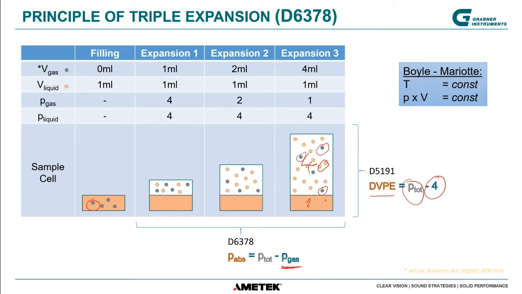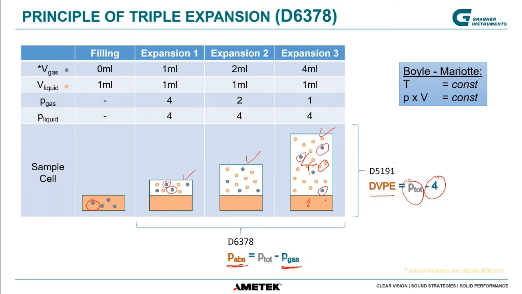old Reid method. So what Grabner came out with is the triple expansion, and he measured the vapor pressure at 3 different expansions, and thus he could really measure the contribution of the dissolved air which was in there. And thus they could measure for the first time the absolute vapor pressure of the liquid.